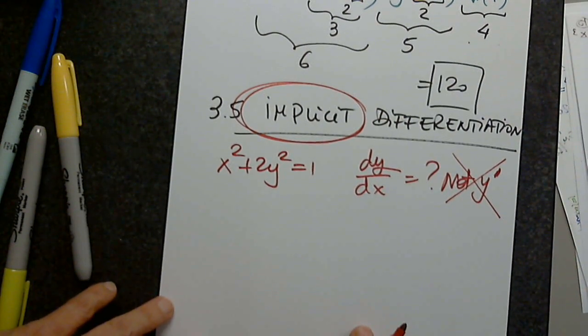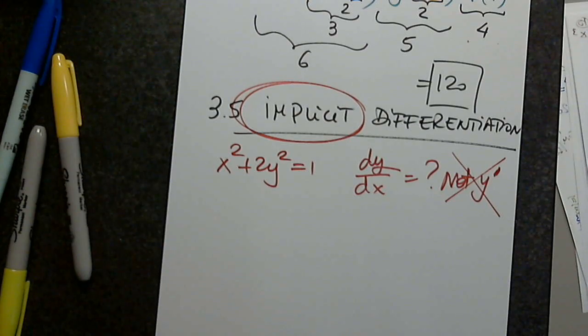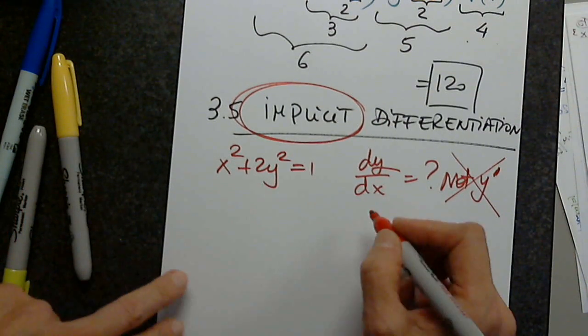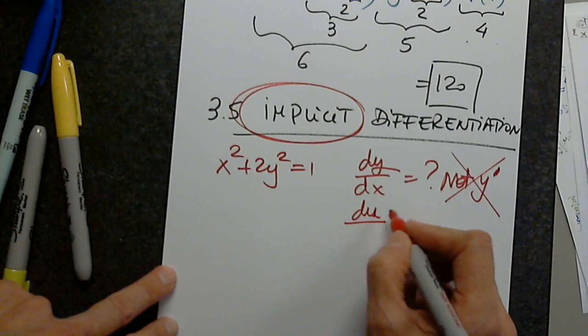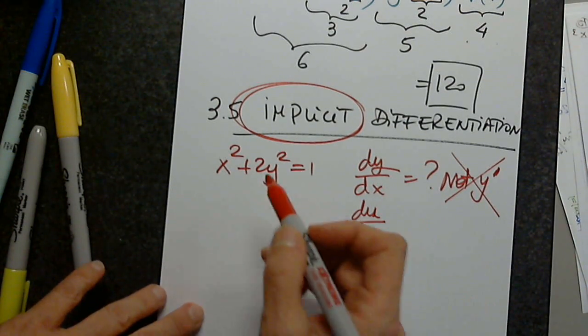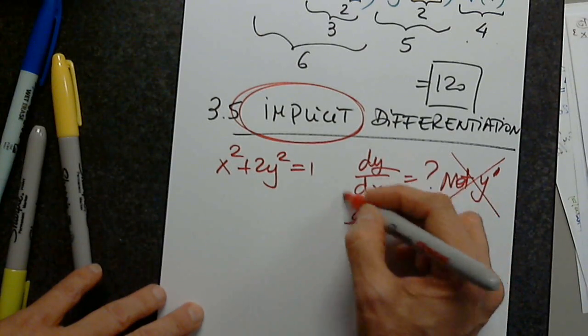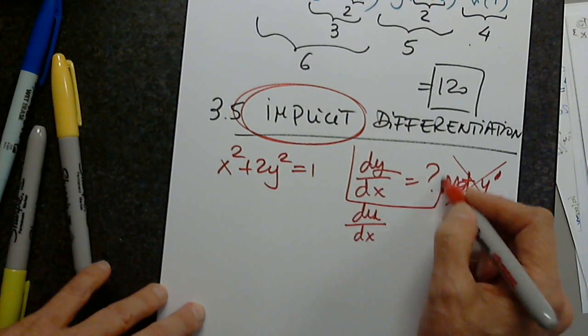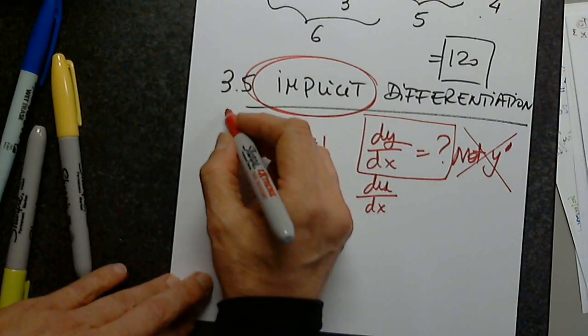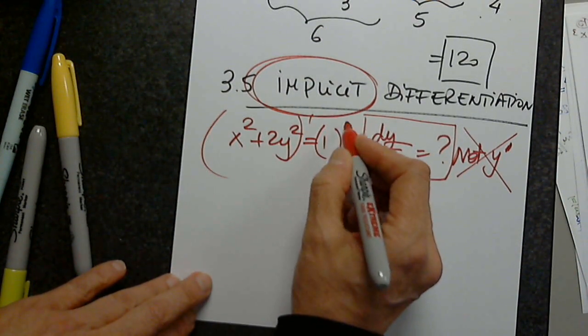Is u about to be a factor? Yes, you can change this into u, and then you are asked du divided by dx. But in this case, we have y, which means y is a function of x if we are asked to determine this. Okay. We will differentiate both sides.